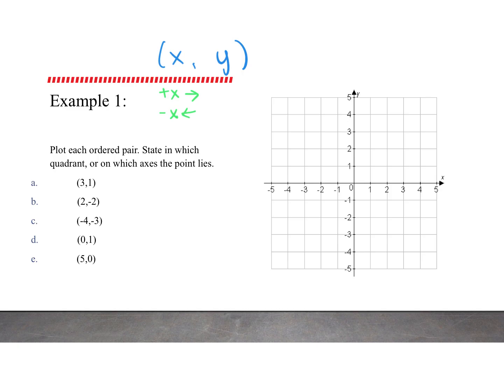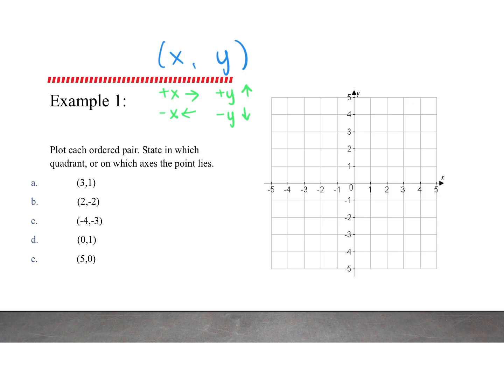And then after we've made that move, we look at our y coordinate. If our y coordinate is positive, we're going to move up. And if our y coordinate is negative, we're going to move down. And then the number denotes how far we go.